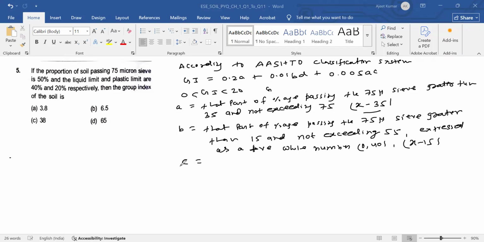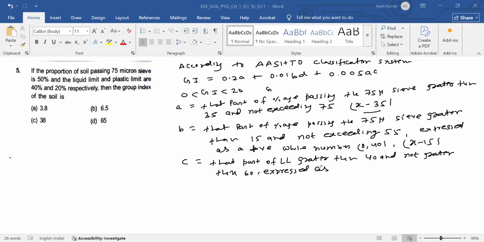And C is that part of liquid limit greater than 40 and not greater than 60, expressed as a positive whole number 0 to 20, and you can calculate it as x minus 40. And what is D?